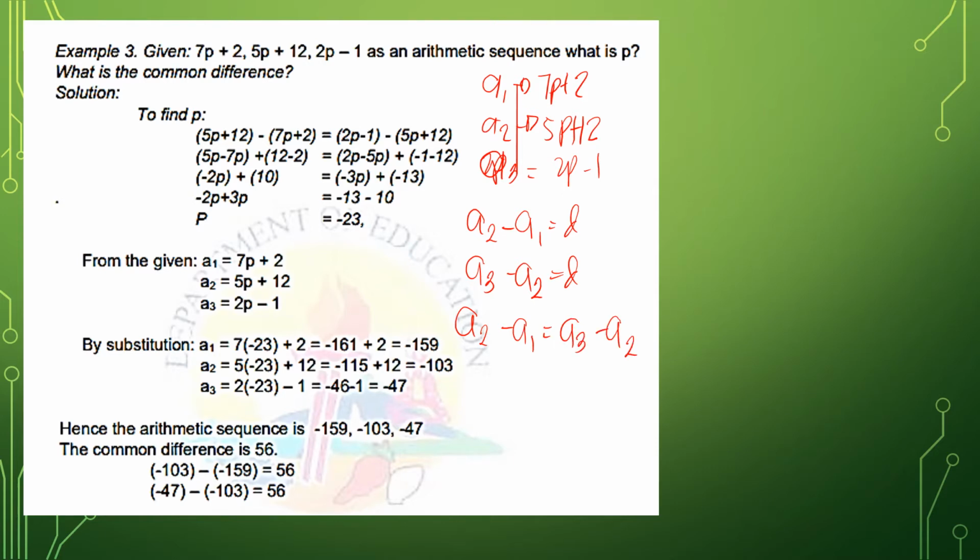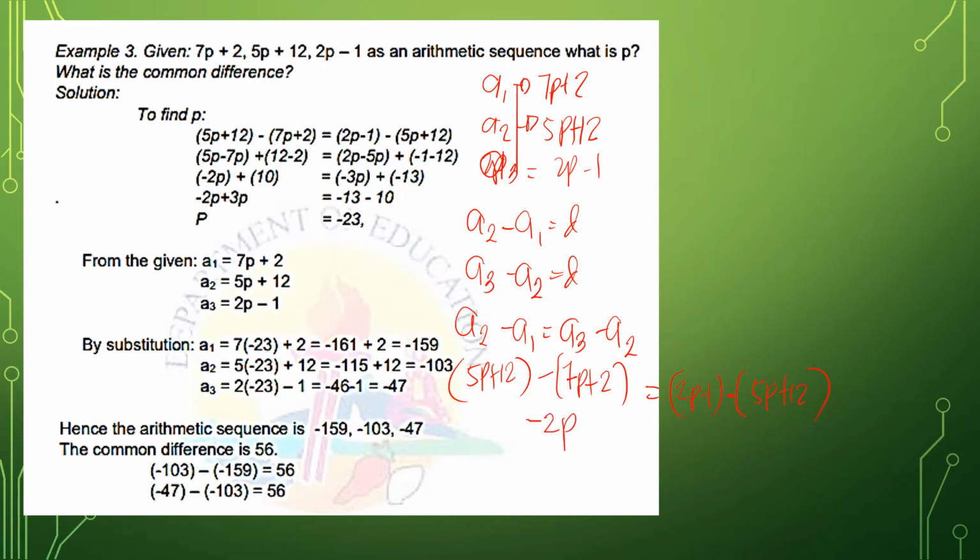So, by substitution, your a sub 2, 5p plus 12, minus your a sub 1, 7p plus 2, is equal to your a sub 3, 2p minus 1, minus your a sub 2, 5p plus 12. Now, let us simplify. On the left side of the equation, we can subtract 5p minus 7p, which is equal to negative 2p.